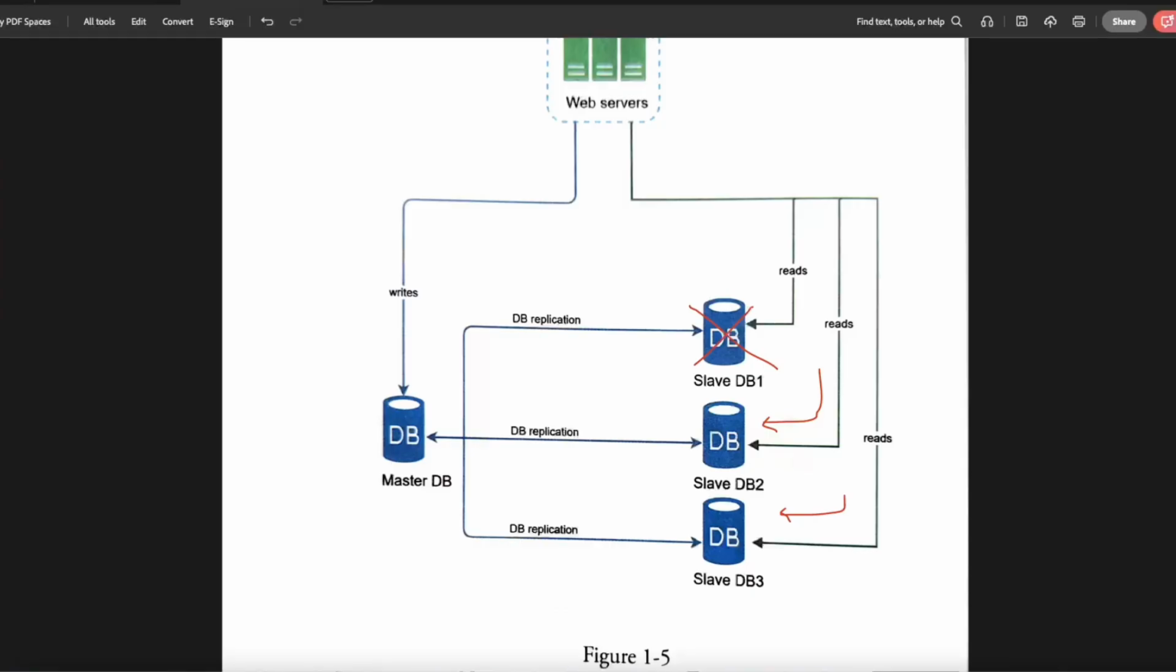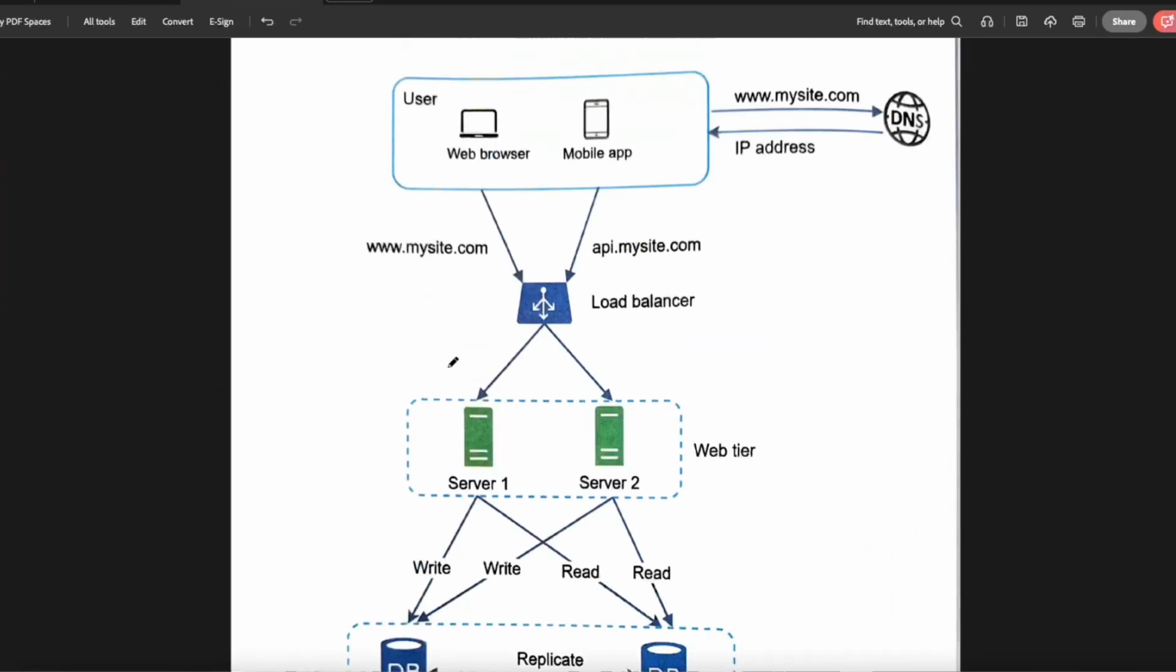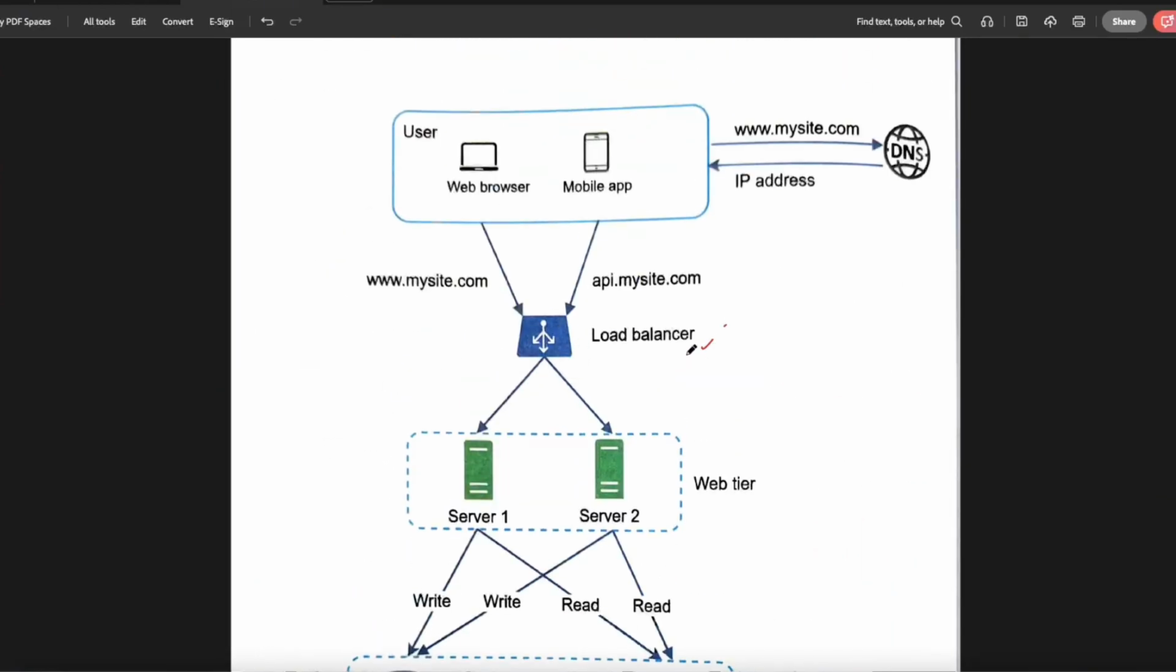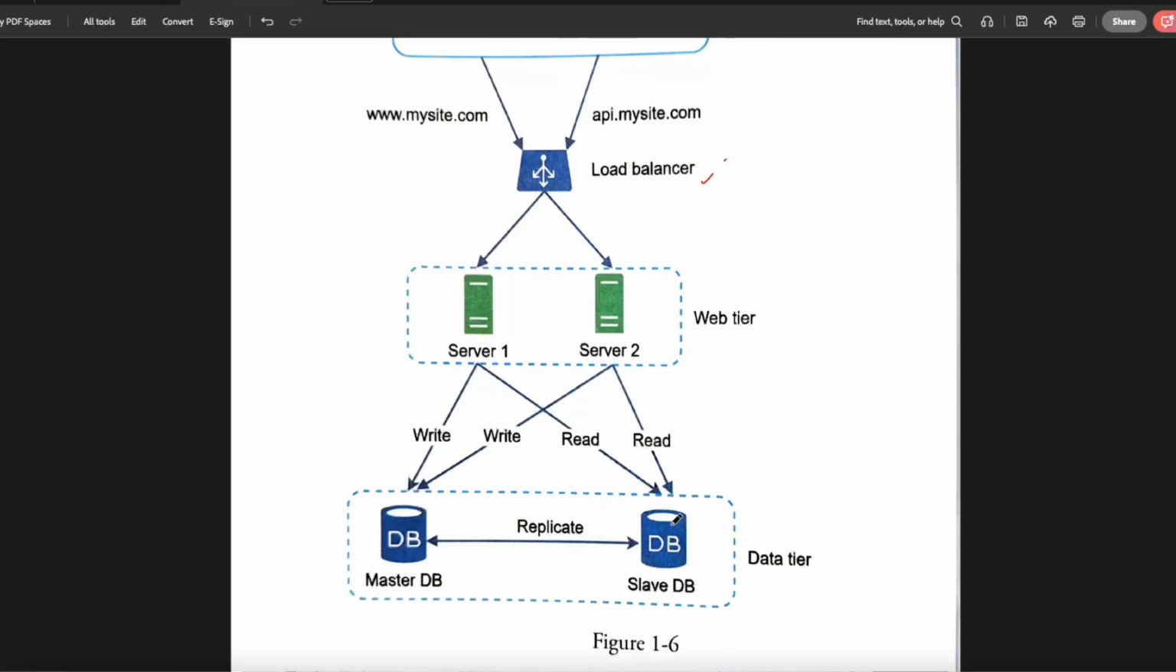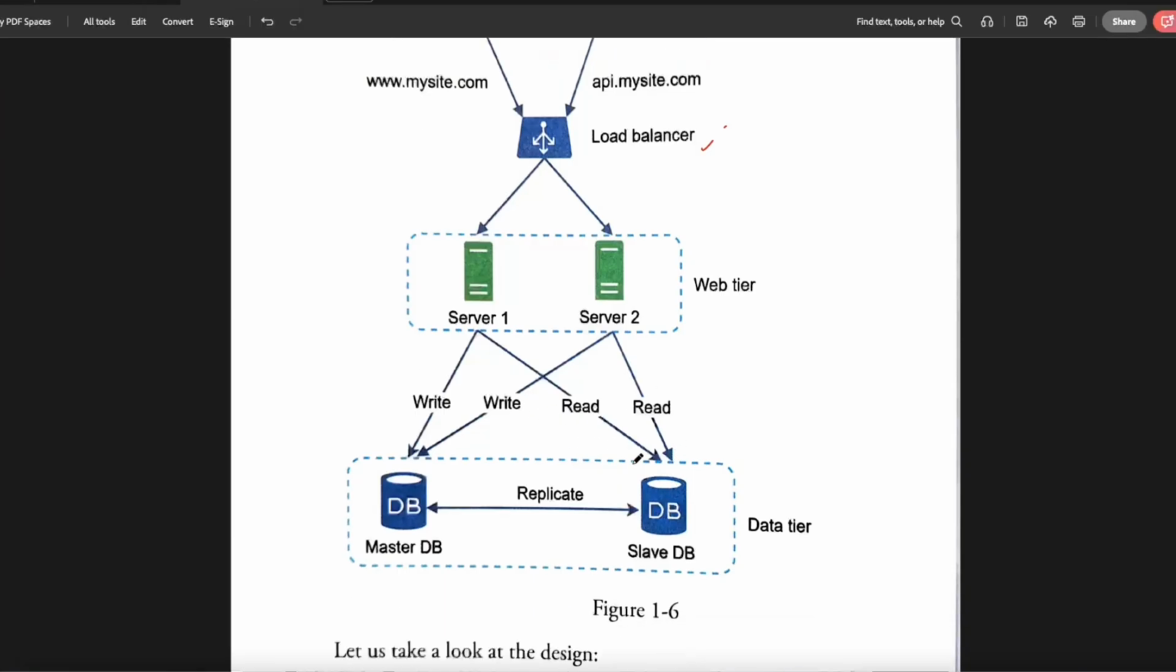Finally, here's how everything works together. So first, the user request will go to the load balancer. Then it accepts the request and it will distribute or forward the request to the web servers, which is the web tier. Then the web server will read the data from the slave database, or if it is a write request, it will write to the master database. Then the data is replicated between the master and the slave databases. This architecture allows systems to scale from zero to millions of users.